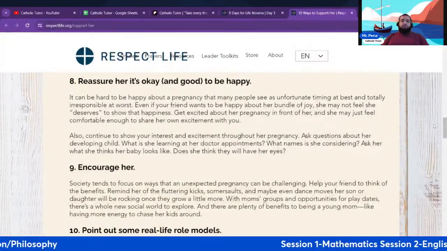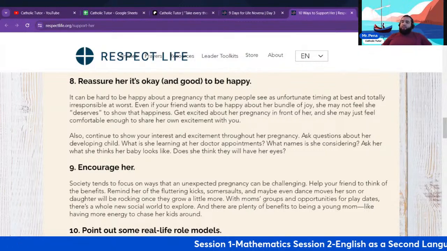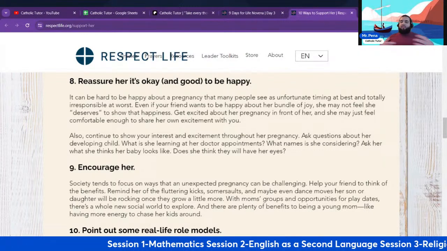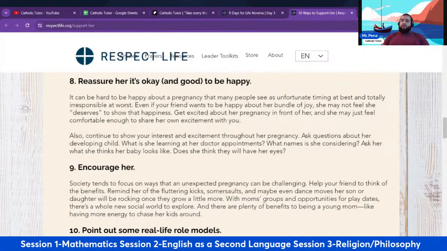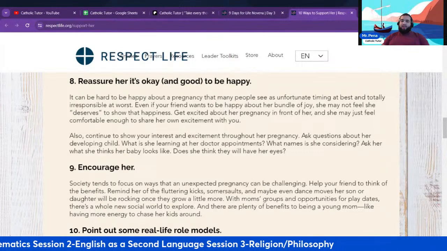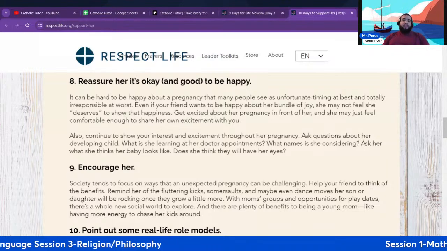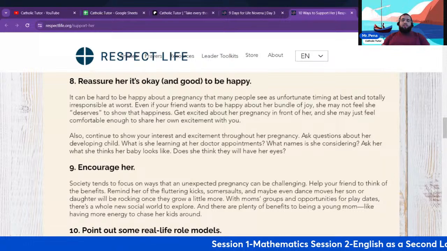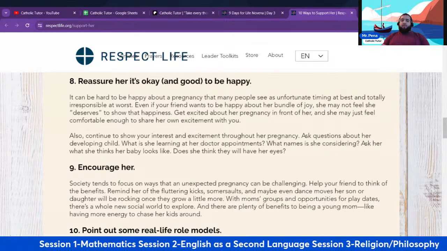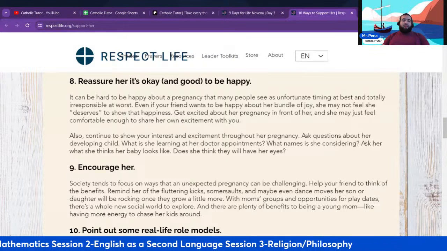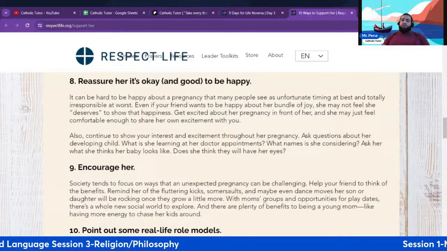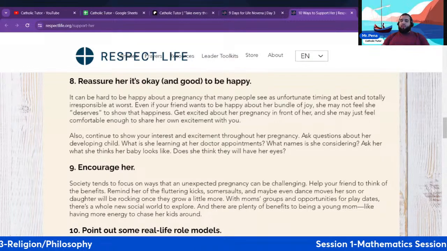Number 8, reassure her it's okay and good to be happy. It can be hard to be happy about a pregnancy that many people see as unfortunate timing at best and totally irresponsible at worst. Even if your friend wants to be happy about her bundle of joy, she may not feel she deserves to show that happiness. Get excited about her pregnancy in front of her, and she may just feel comfortable enough to share her own excitement with you.